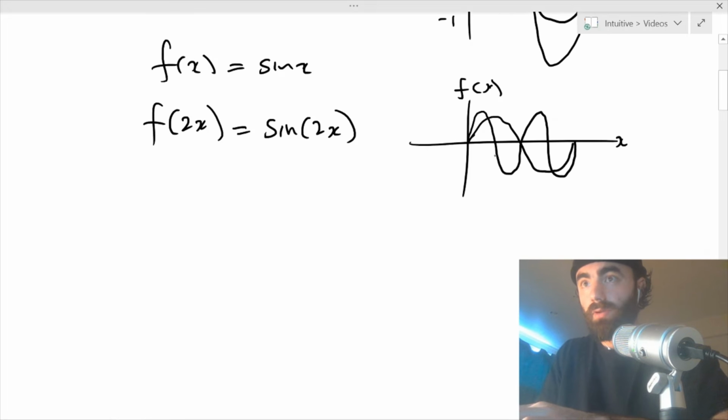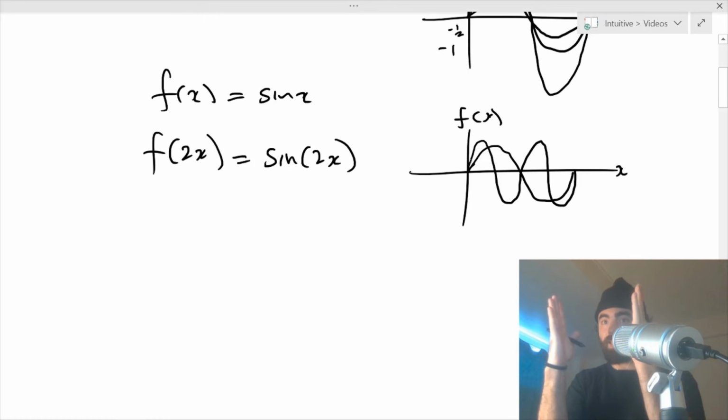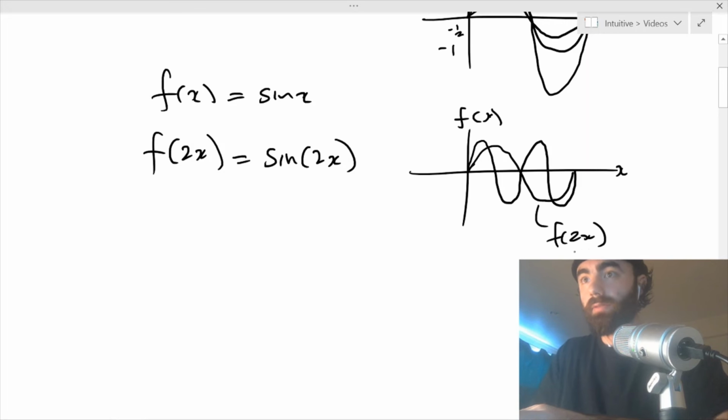Sorry for the bad drawing, but it's halving this period. So it's shrinking it by half, so that this line here is f of 2x. And this line is f of x, or y equals f of x, if you want to be super serious.